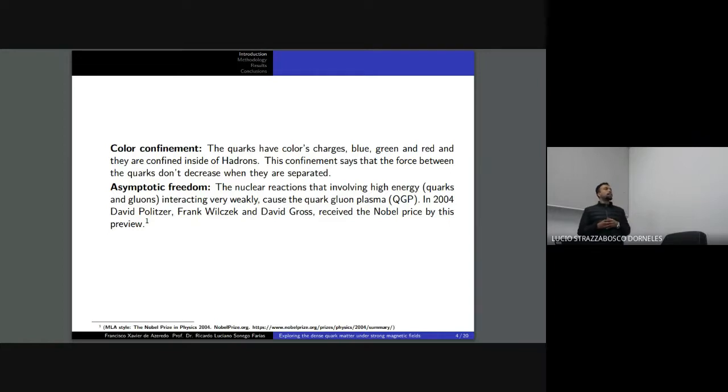Another property is asymptotic freedom, which says that in nuclear reactions involving high energy, in other words, quarks and gluons interacting very weakly, cause the quark-gluon plasma. And in 2004, this theory gave three physicists, Politzer, Wilczek, and Gross, the Nobel Prize for this discovery.